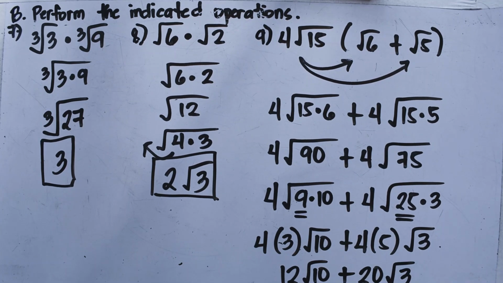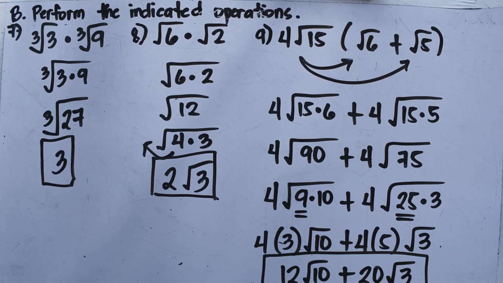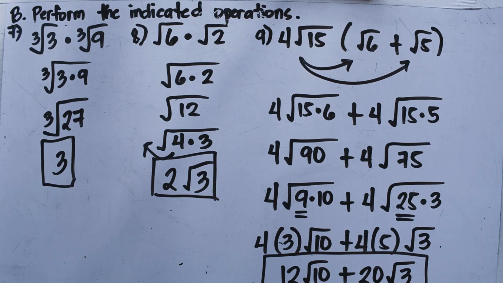So, pwede ba natin silang pagsamahin? Hindi na po, dahil magkaiba na yung kanilang radicand. So, therefore, ito na po ang ating final answer. So, we have 12 square root of 10 plus 20 square root of 3. So, nakuha. Susulat ko na po ulit yung answer doon sa ating module.